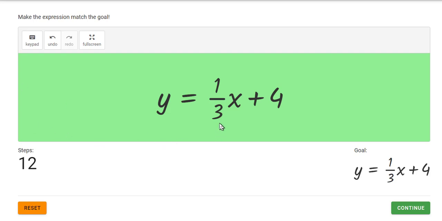All right. So if I asked you now, what would the slope of this line be? You would say the slope is 1/3. And what would the y-intercept be? You would say the y-intercept is a positive 4.